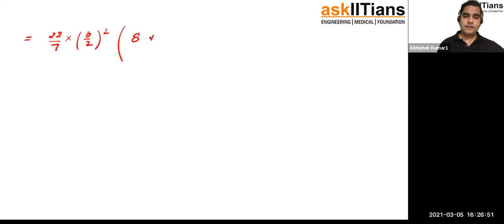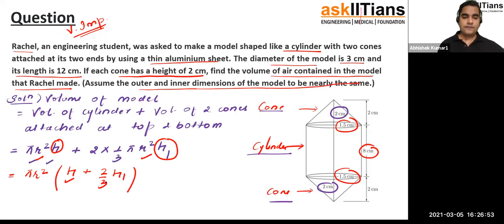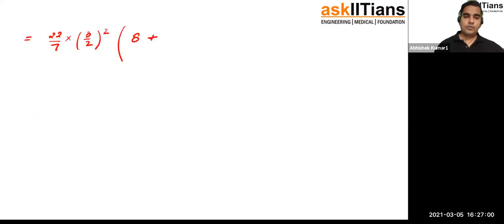So here you have 8 plus, what do we have? We have 2/3 times of h1, where h1 represents the height of the cone. So you will have 2/3 times of 2. Clear? If you simplify it, what will you get? You will get 22/7, and here you will be getting 9/4.